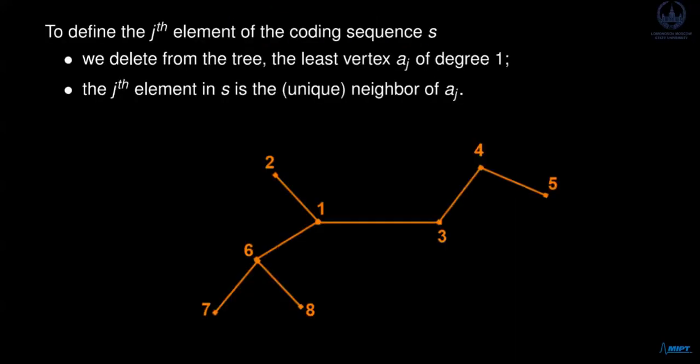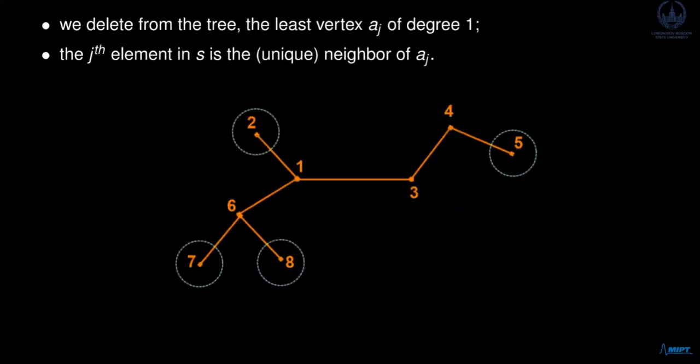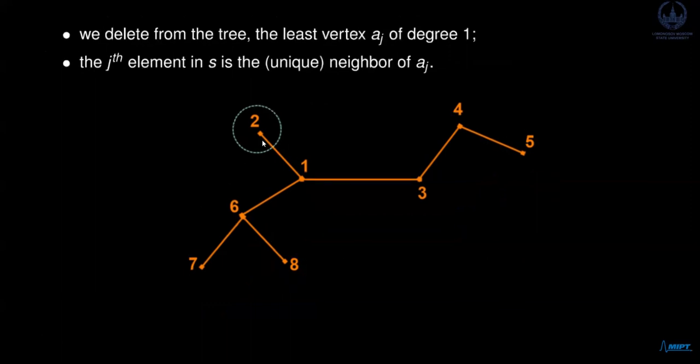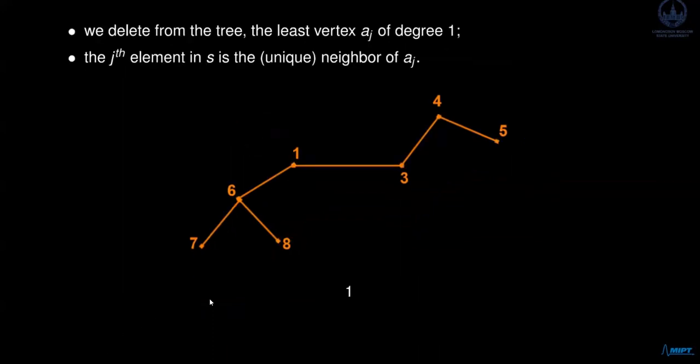So let's see what's going on. Define the j-th element of the coding sequence by deleting from the tree the least vertex a_j of degree 1, and the j-th element in S is the unique neighbor of a_j. Let's go on. You see that you have many vertices of degree 1, like 2, 7, 8, and 5. Now let's try to delete this one. Right now you delete it and write 1. Now you need to continue.